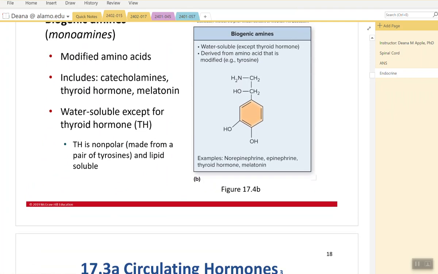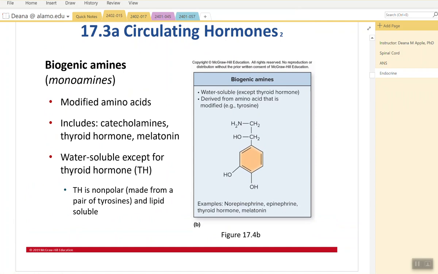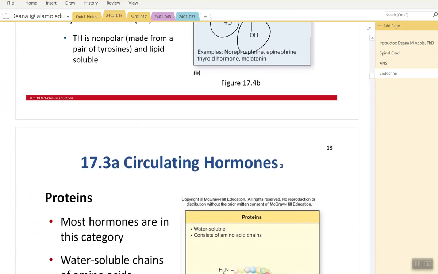Sorry, y'all. But these can dissolve in water. They have polar ends to them. So they can dissolve in water. That means they can be carried through the bloodstream without a chaperone protein.